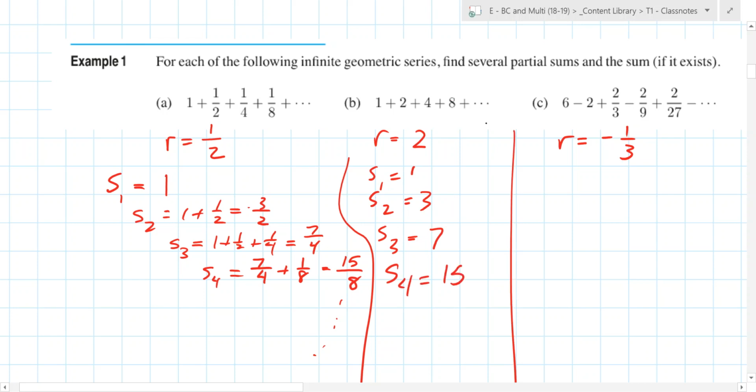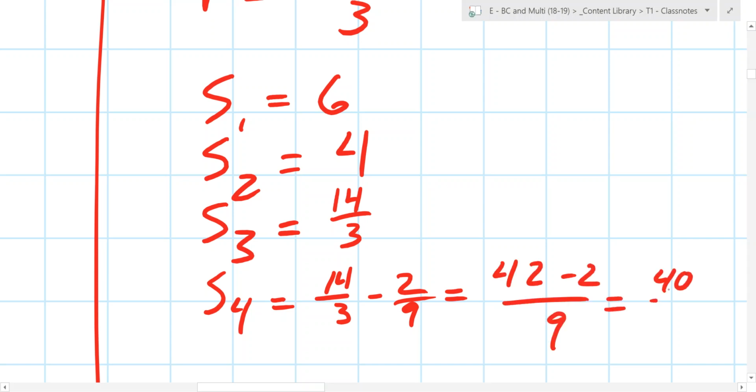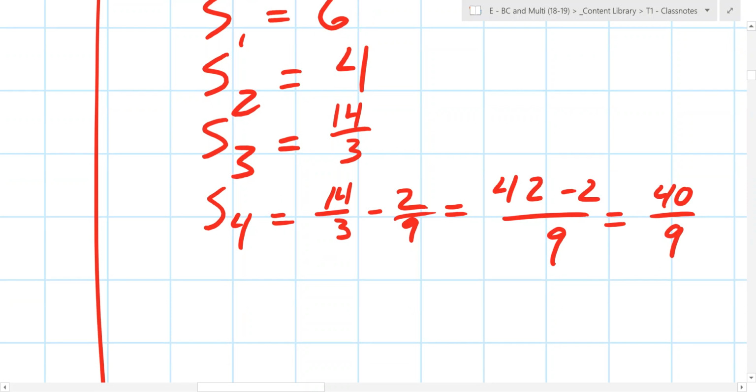Okay. Now for this one, ooh, fun with fractions. Do you guys like fun with fractions? So you got to deal with fractions. What's 14 times 3? 42 minus 2/9, like this. 49ths, like that. And could you find S5 if you really wanted to? Just practice some fractions. It'd be 49ths.